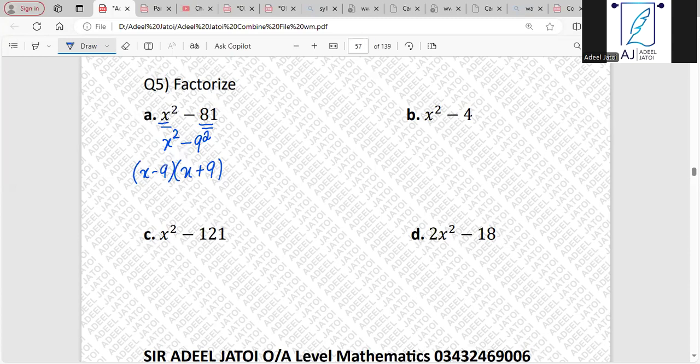Because the property that is going to be used here is a square minus b square, which is a plus b and a minus b. So if we have x square minus 9 square, what we are trying to do is open this into two different brackets, that is x minus 9 and x plus 9.